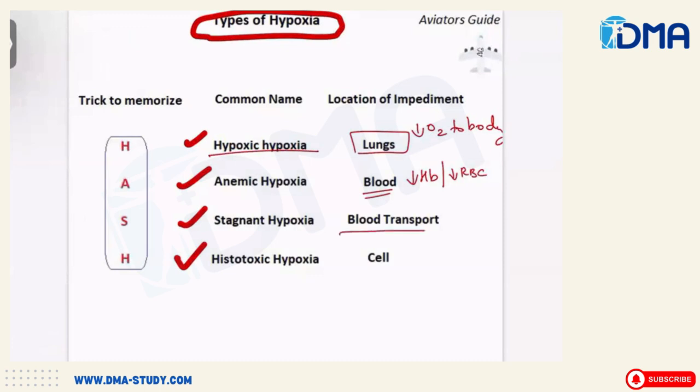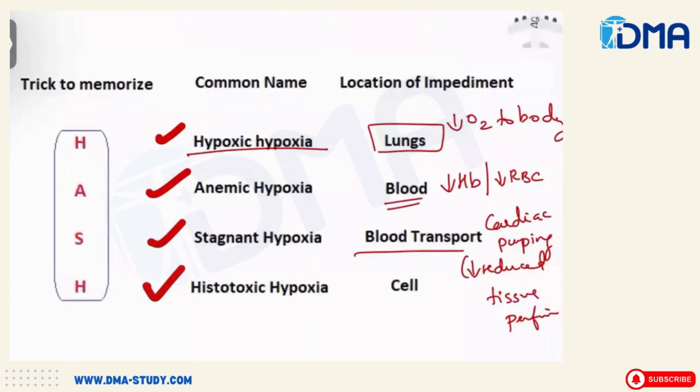What is stagnant hypoxia? Stagnant hypoxia is because there is a problem with the circulation. The carbon dioxide which is produced by the cells is not able to come out. That is one thing. Second thing, there is a problem with the cardiac pumping. Cardiac pumping problem means there will be reduced tissue perfusion. That injury will be called stagnant hypoxia. Histotoxic hypoxia, example.